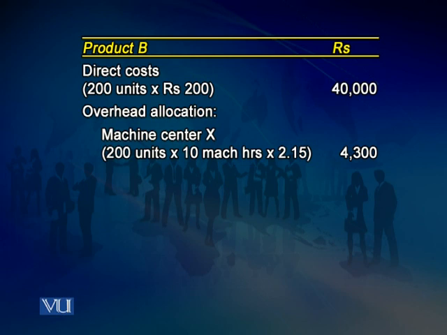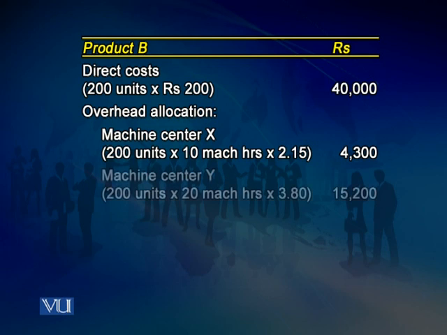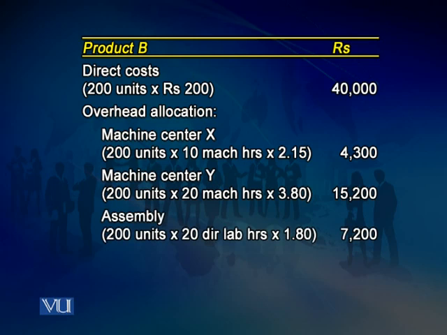So 200 units at 10 hours, the rate was 2.15, amounts to 4,300. For machine center Y, the 200 into 20 hours at the rate of 380, 15,200. And similarly, in the assembly section, the 200 units of 20 hours, the rate is 1.8, gives 7,200. The total cost allocated to product B is 66,700.